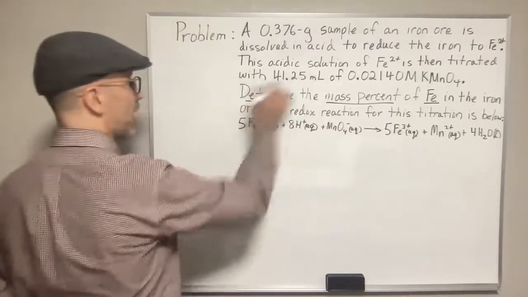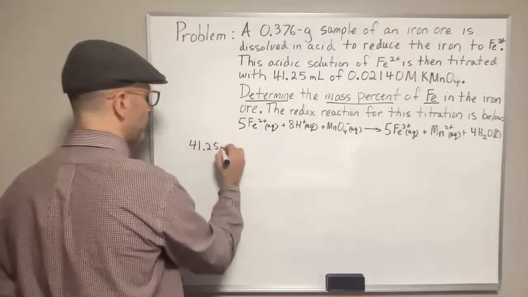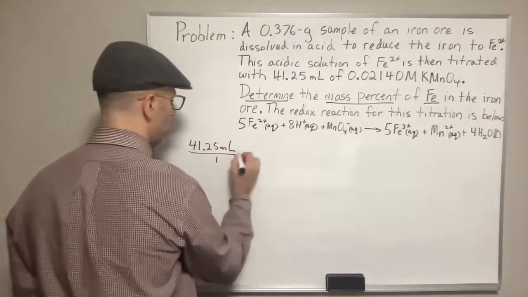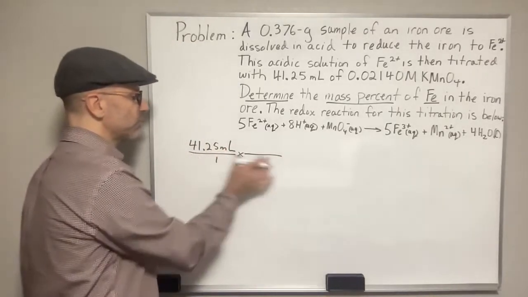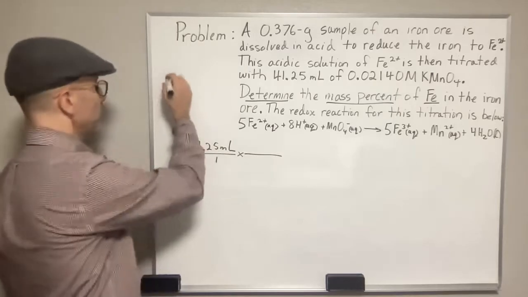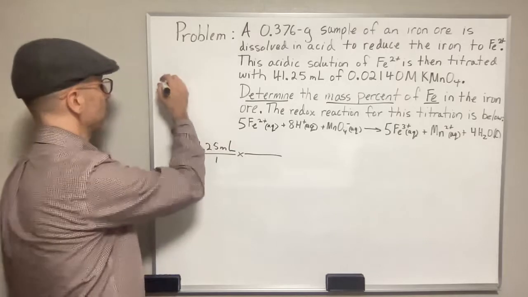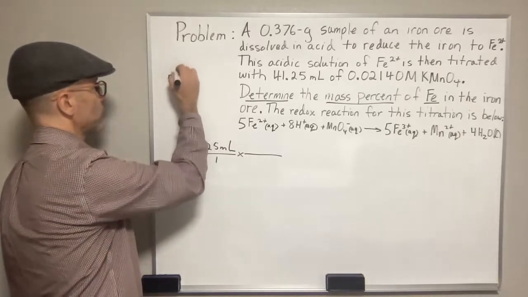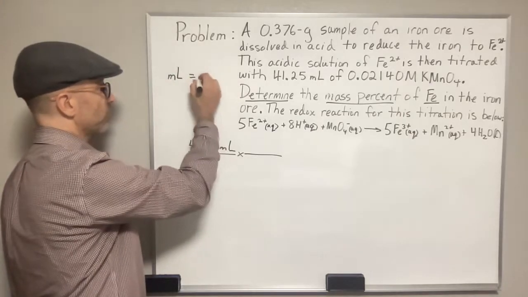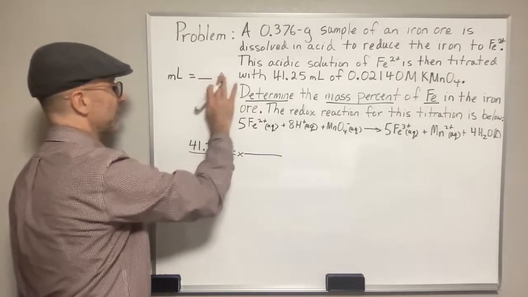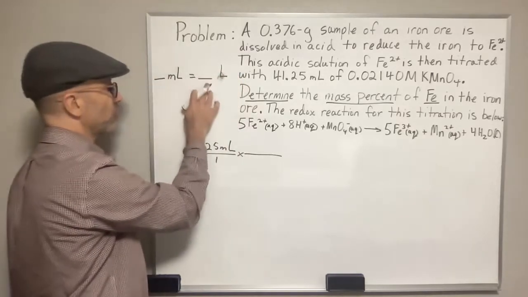All right, so we'll start with 41.25 milliliters. Put that over 1. And then we have to convert milliliters to liters. To figure out the relation between milliliters and liters, I take the two units and put them together. So milliliters is equal to liters. A certain number of milliliters is equal to a certain number of liters.